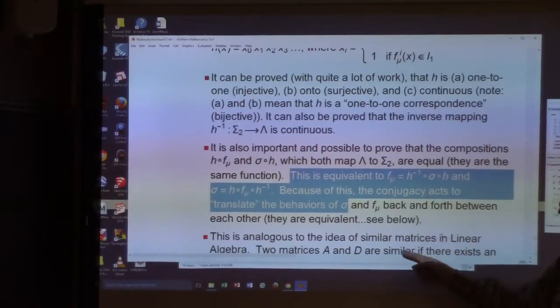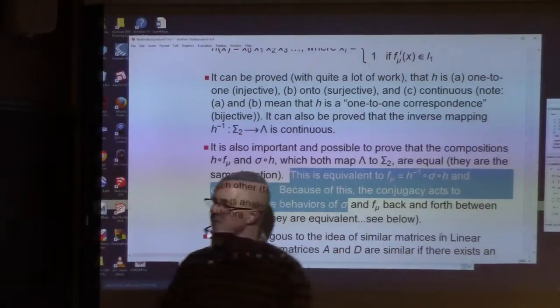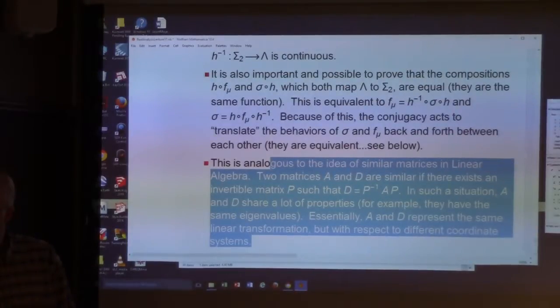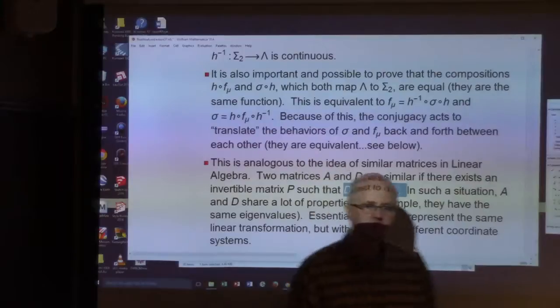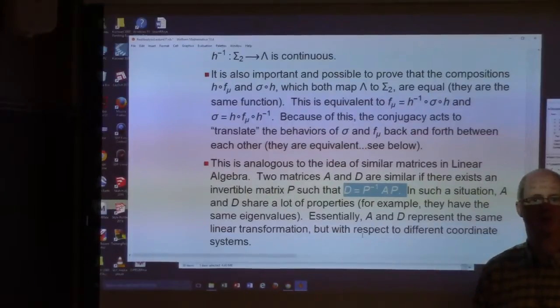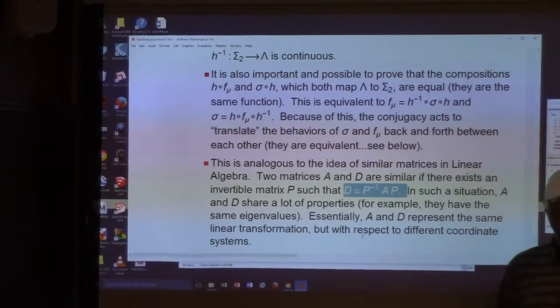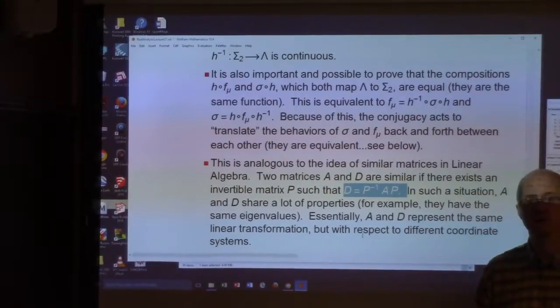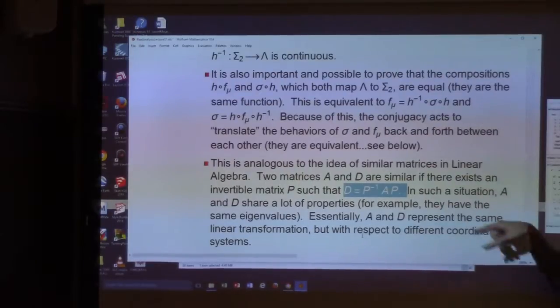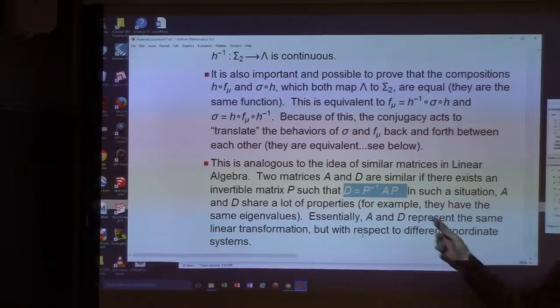It is similar, I will say, to the idea of similar matrices, again, to overuse the word similar. From linear algebra, you get a similar kind of equation relating to matrices A and D. You might hopefully remember that from linear algebra. If A and D are related by that kind of equation, they're going to have similar properties. They're going to have the same eigenvalues, for example. Essentially, A and D are modeling the same linear transformation, just with different coordinate systems. Okay. So it is a pretty similar idea. A topological conjugacy is analogous to this idea from linear algebra.